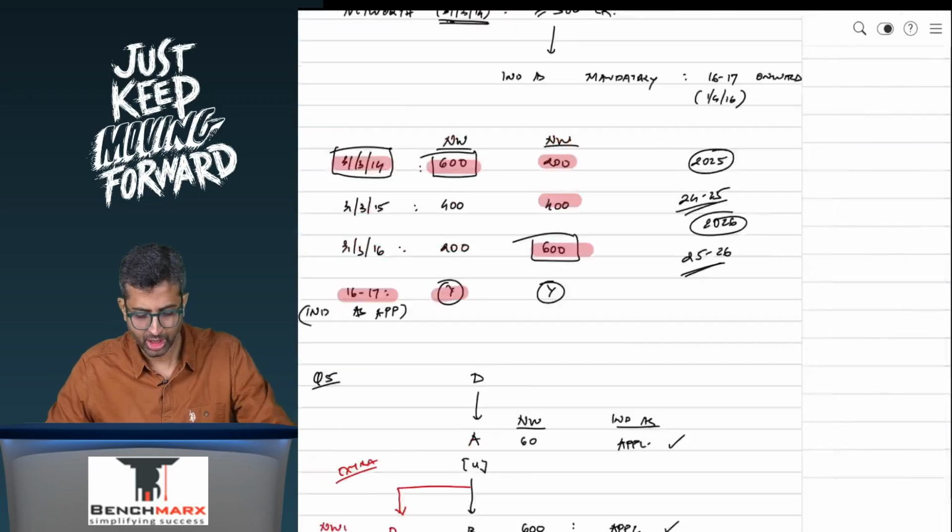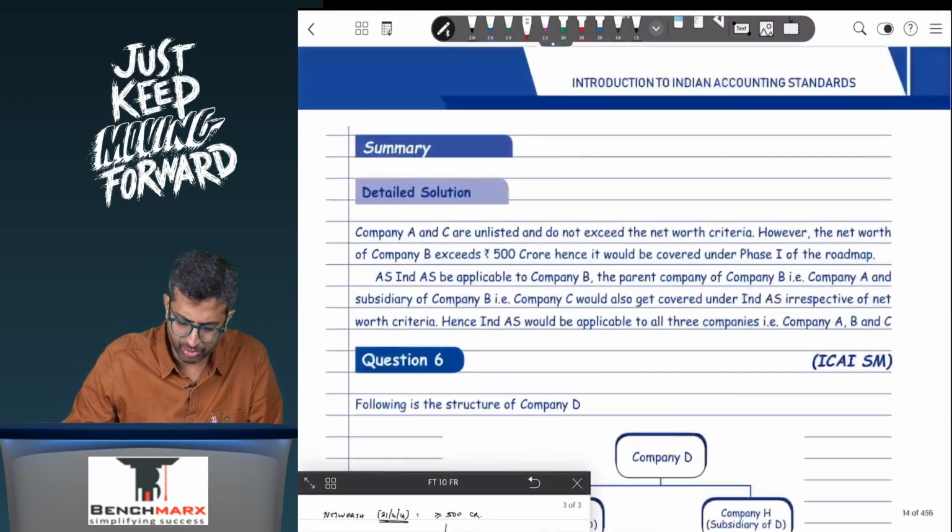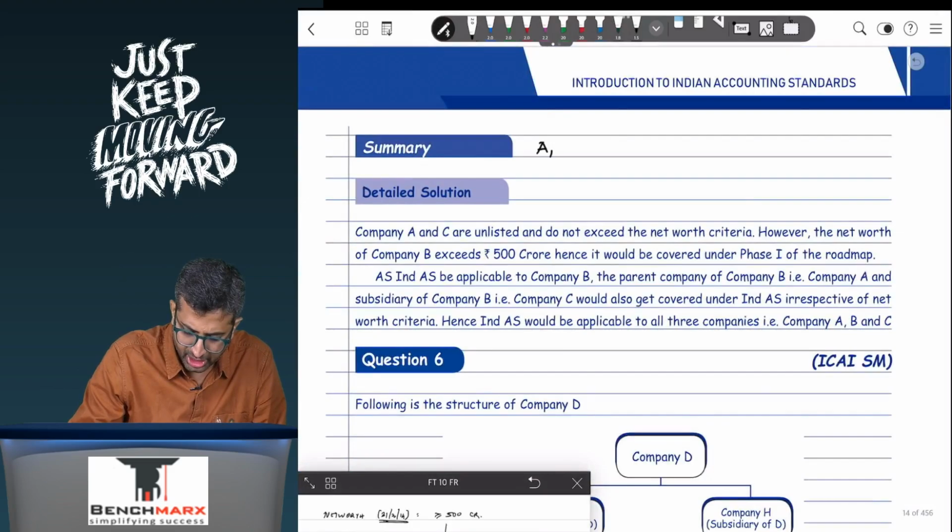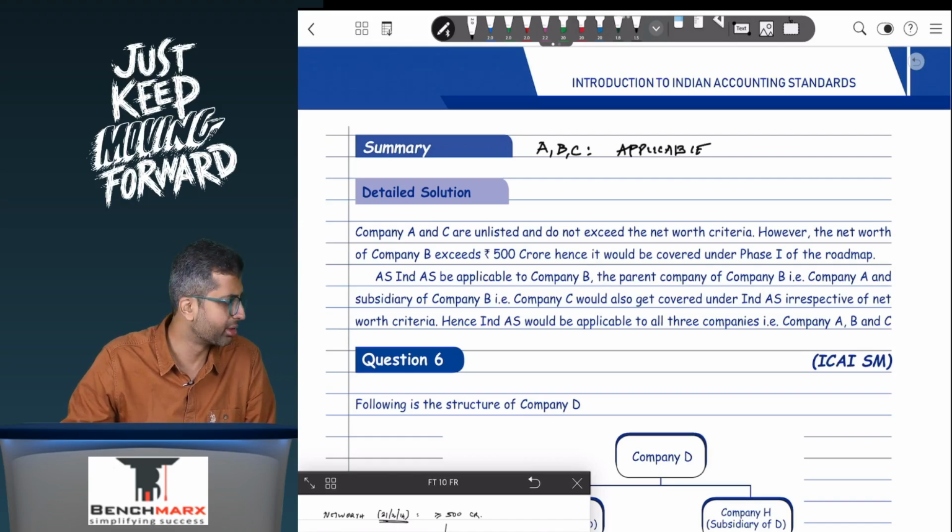Yes? Okay. So, that is question 5. You can say for each of A, B, C, Ind AS is applicable. Are we clear?